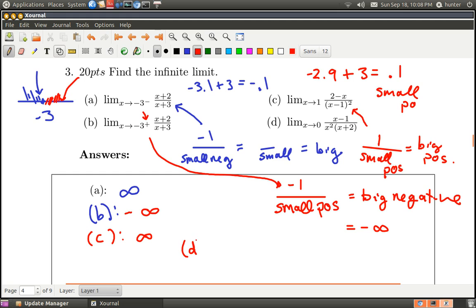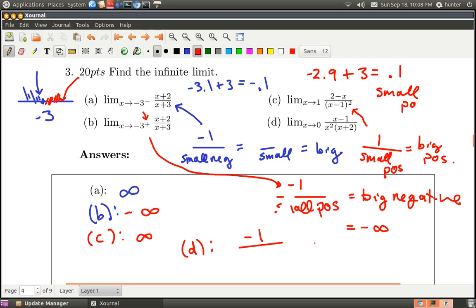Okay, so now let's go on to D. And so, whoa, this is the craziest one of all. But just like the other times, there's nothing really remarkable happening on top. You've got x minus 1 on top, and as x goes to 0, you're just going to get negative 1 on top. So nothing unusual about that.